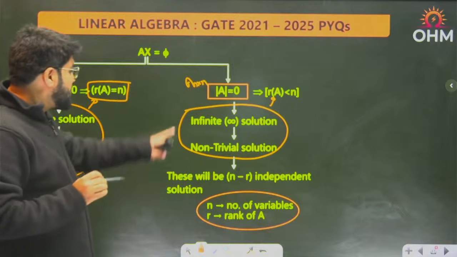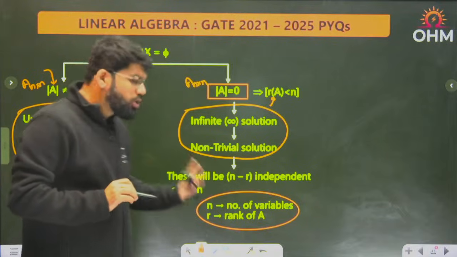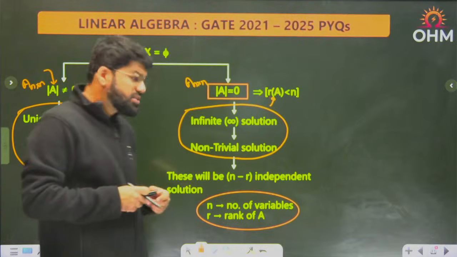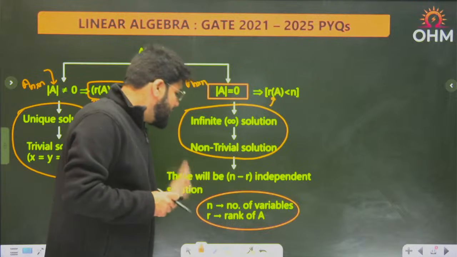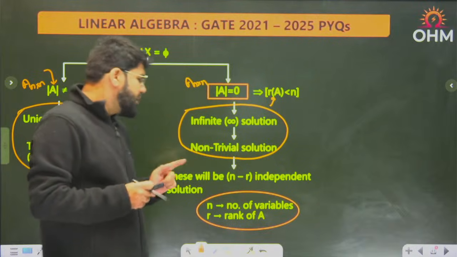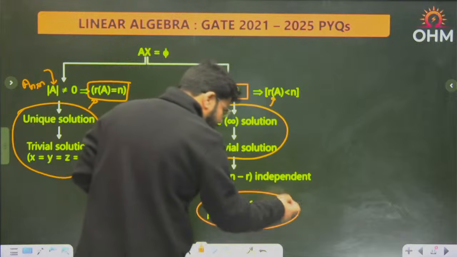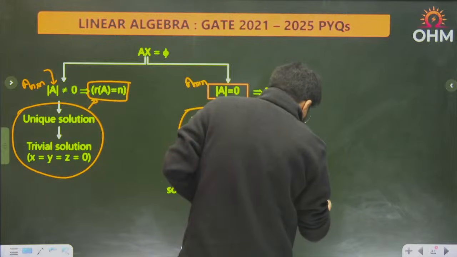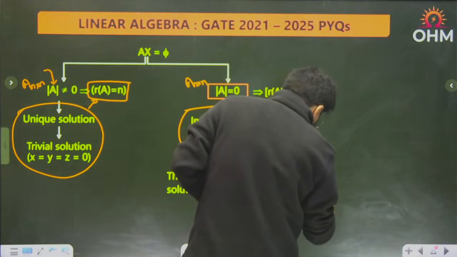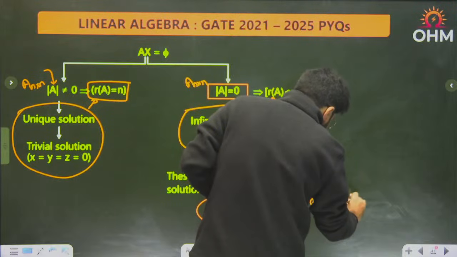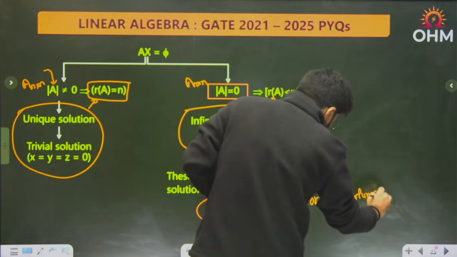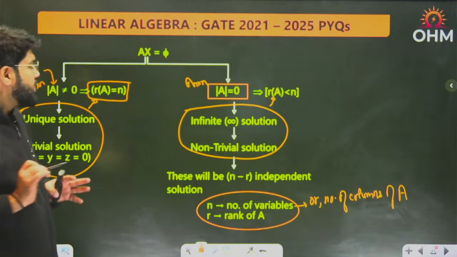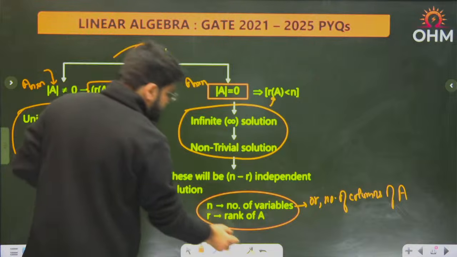If the system of equations has infinite solutions, one more point, not to be derived here, but just note down: if a system of equations has infinitely many solutions, there will be only n minus r independent solutions, and the rest will be dependent. What is n? The number of variables, which is also equal to the number of columns. And r is the rank of the given matrix in the system of equations.